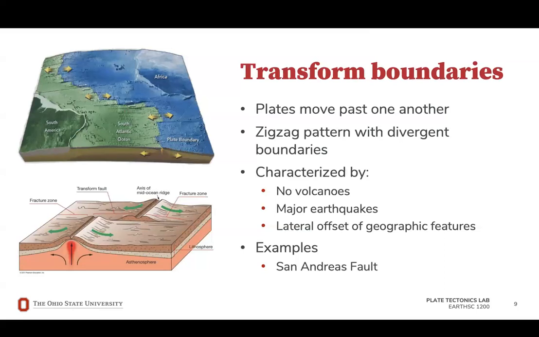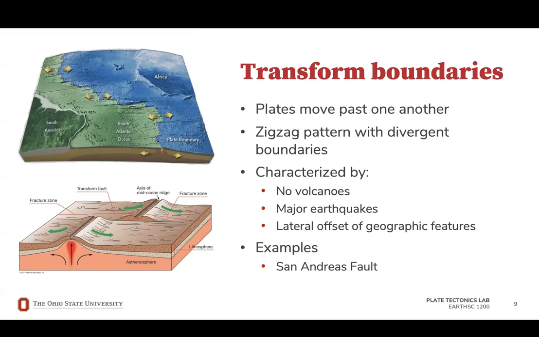Several examples include the San Andreas Fault, which is where the Pacific and North American plates grind past each other, the Alpine Fault, which is the boundary between Pacific and Australian plates through New Zealand, the Dead Sea Transform Fault, which links the Red Sea divergent boundary to the convergent boundary in Turkey.